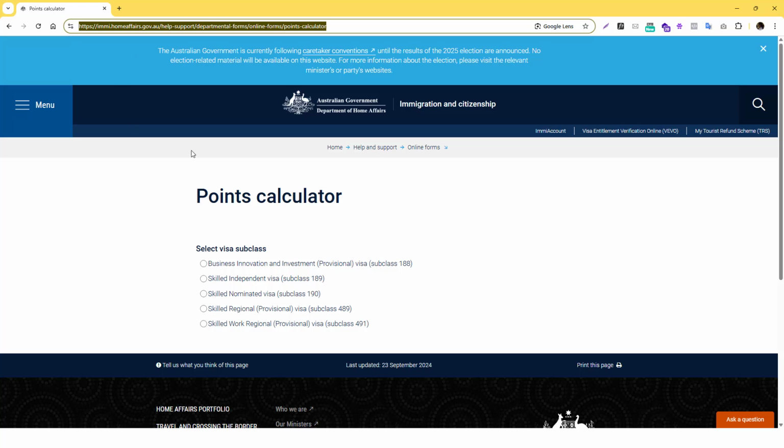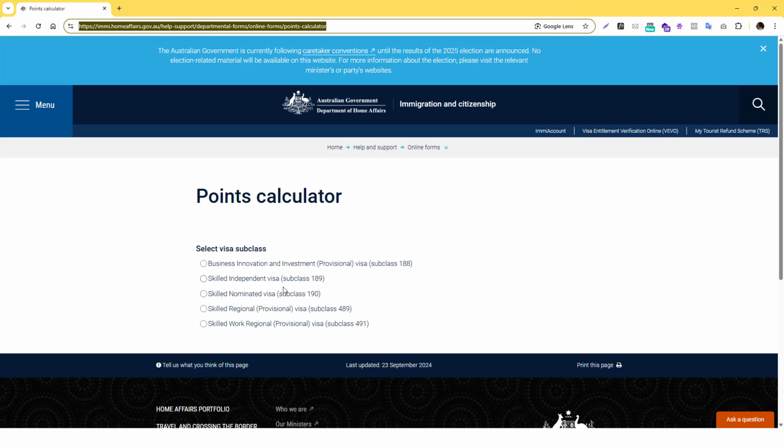So basically this is a points calculator created by the Australian government to determine if you are eligible for getting a PR or a temporary PR as well. All of these don't need a sponsor. 189 is not bound to any state nominee. So once you get approved for 189, you can live anywhere in Australia.